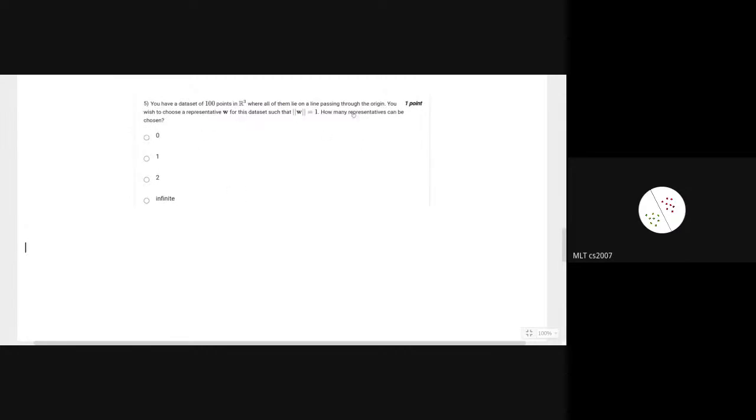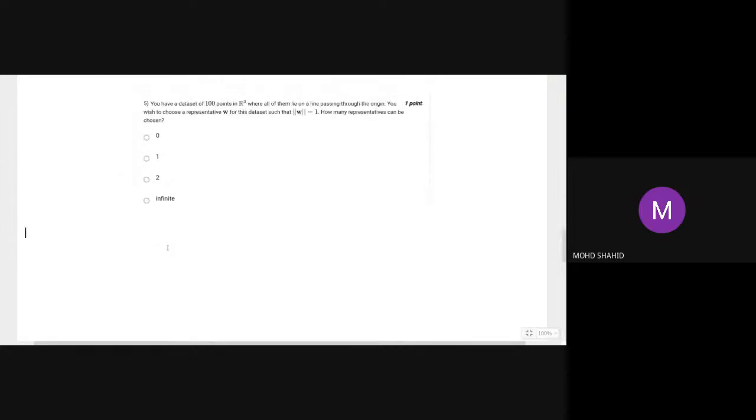So this is the question: you have 100 points, all of them lie on a line, and you want to choose a representative. The answer is 2 because of the constraint. If we remove the constraint that the norm of W is equal to 1, then the answer will be infinite, right? That is correct. If you don't have the norm of W equal to 1, you can choose infinitely many W's.